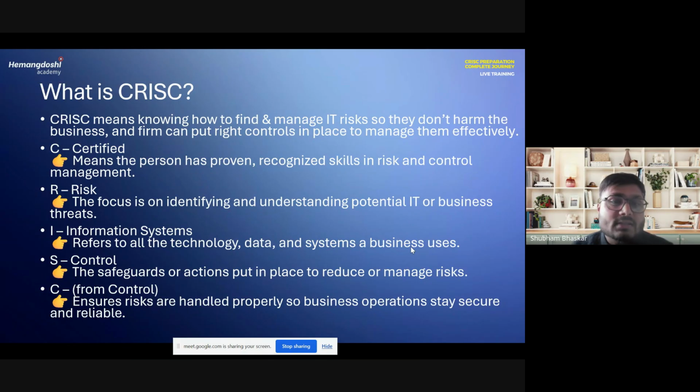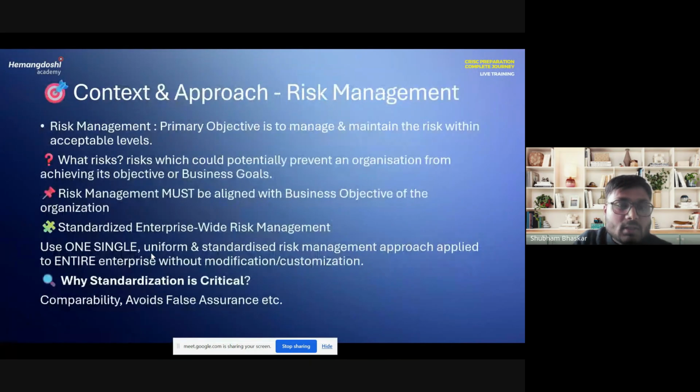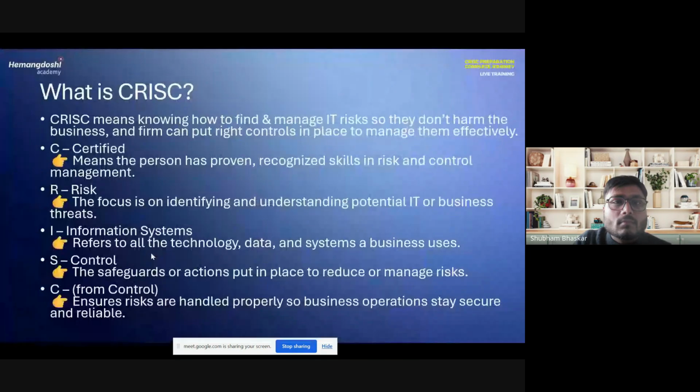Controls, as I just told you, are safeguards or actions that you put in place to reduce or manage risk. Sorry, I think the S stands for safeguard here. I probably had a typo. Apologies about that. The S stands for safeguards. What are the safeguards or actions that you put in place? And control means that you are ensuring that risks are handled properly, so the business operations stay secure and reliable.